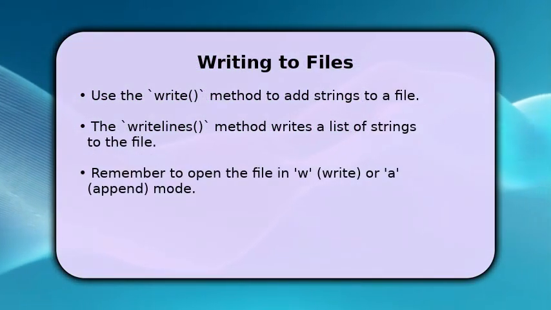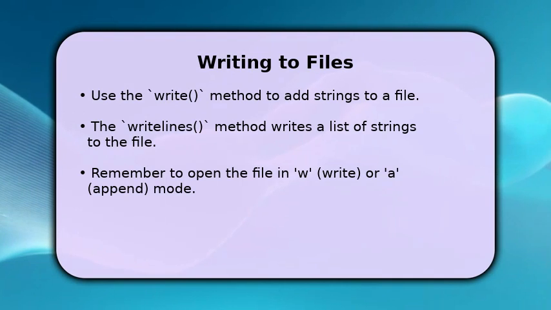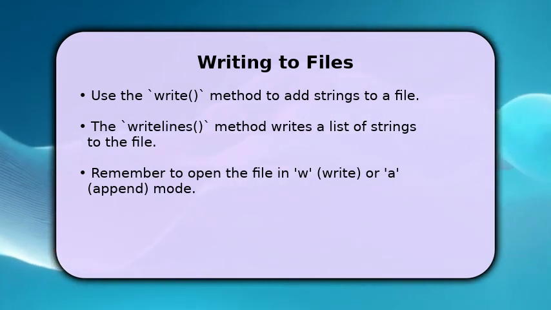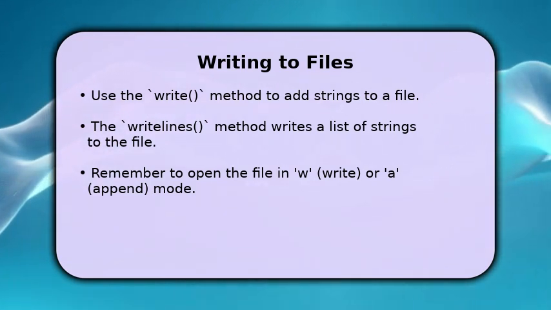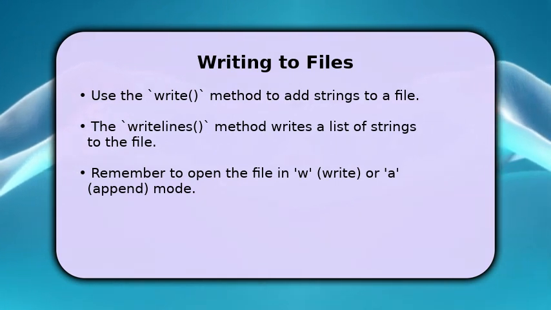Writing data to a file is straightforward. You can use the write method to add a single string to your file. If you have multiple strings, perhaps in a list, writeLines can write them all efficiently. Just ensure your file is opened in W mode to overwrite existing content or A mode to append new data without deleting what's already there.